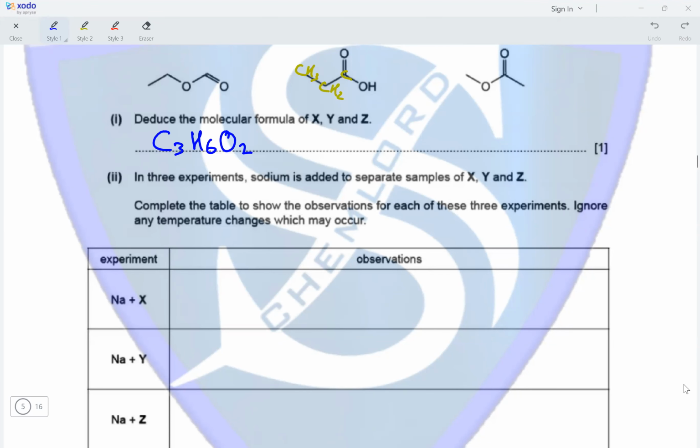In 3 separate experiments, sodium is added to separate samples of X, Y, and Z. Complete the table to show the observation for each of these 3 experiments. Ignore any temperature changes which may occur. So sodium plus X. X contains an aldehyde group and an ether group, none of which would react with sodium. So there would be no visible change observed for sodium plus X.